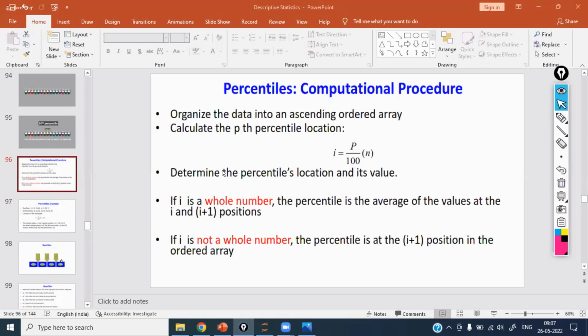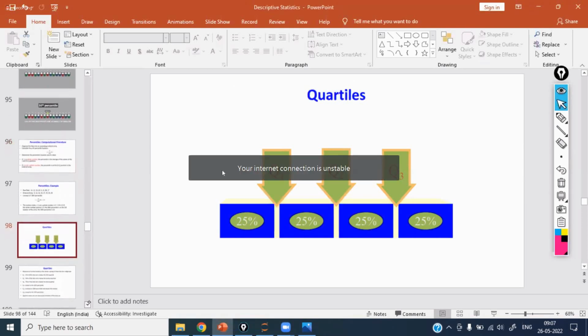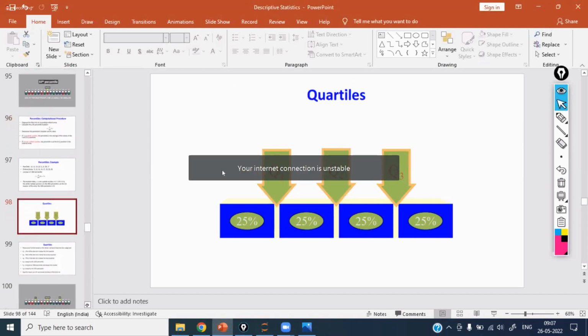Right? Generally, we are not going to do any manual calculation. In Python, it will be calculated automatically. I am just showing you. Don't worry, because in real life, we are not going to do any manual calculation.